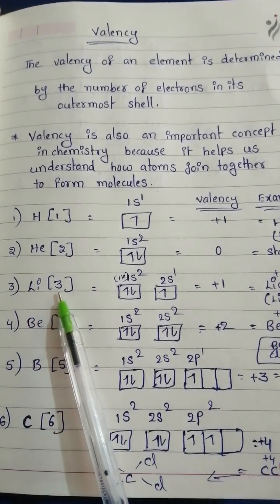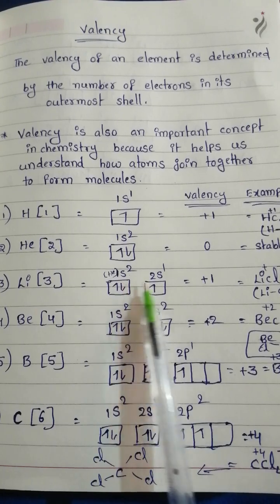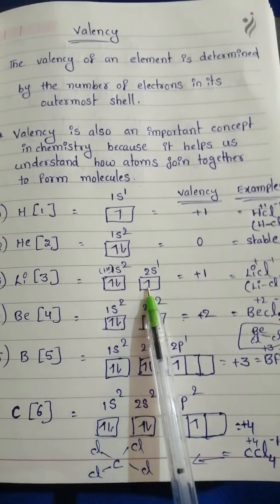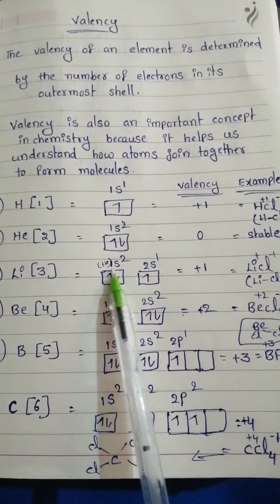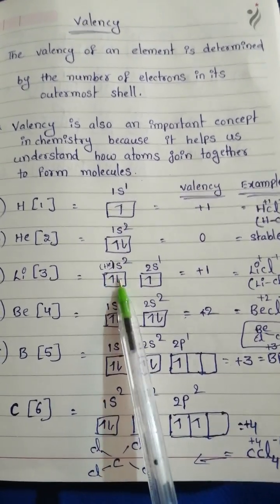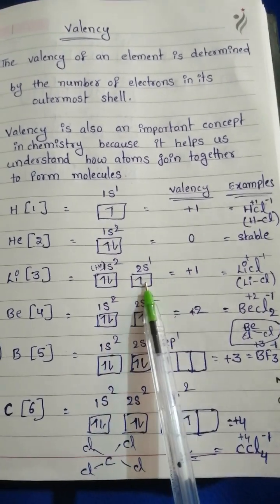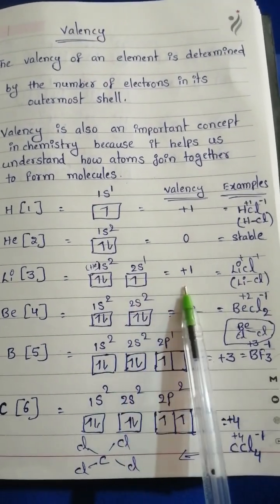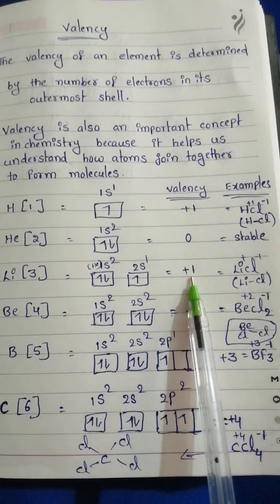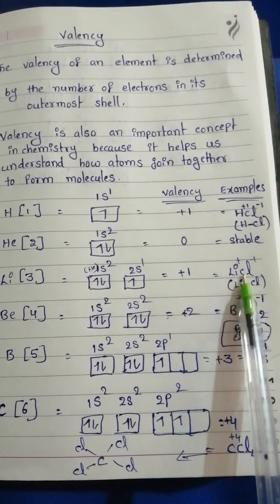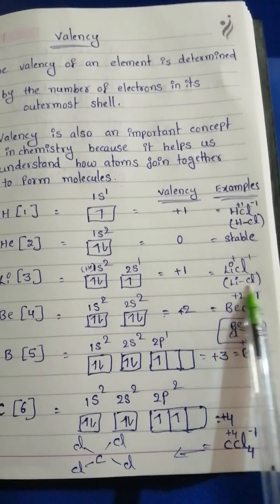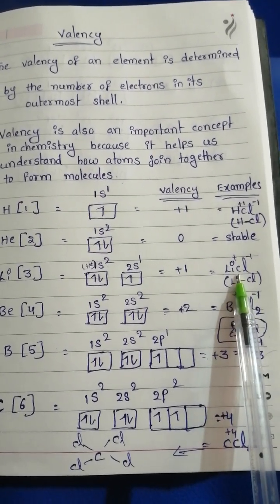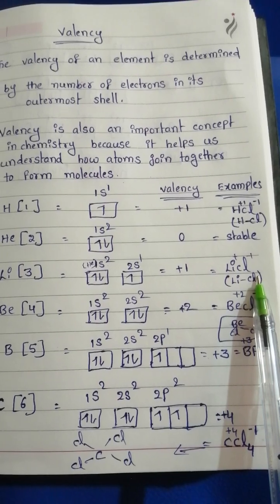Next, the third one is lithium. Its electron configuration is 1s2, 2s1. In its outermost shell, it has 1 electron, and the inner shell has 2 electrons. It's stable like helium when it gives its electron to another atom. That's why it has a plus 1 valency. For example, lithium chloride. Its formula is LiCl. It has a plus 1 charge, and chlorine has minus 1.